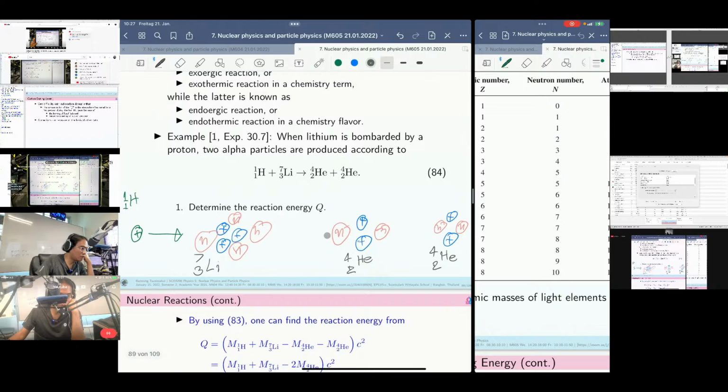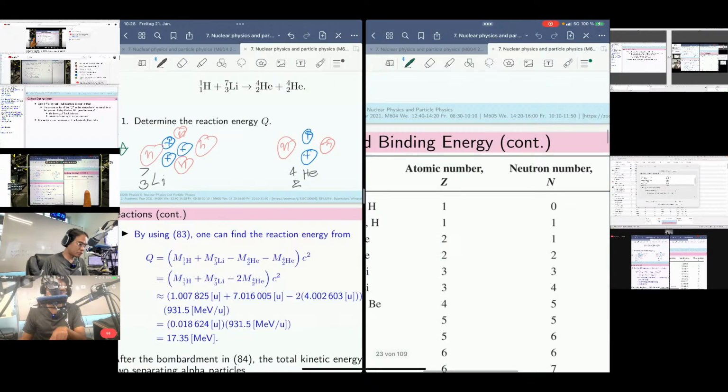The reaction energy. Yes, we go to the table to look for the mass of hydrogen 1 1, which is the hydrogen nucleus. Mass of hydrogen is right here. Atomic mass. We don't talk about mass number. That's the exact number of nucleons, right? This is proton, hydrogen 1 1, 1.007825. That's the mass of the nucleus of the hydrogen or the proton.